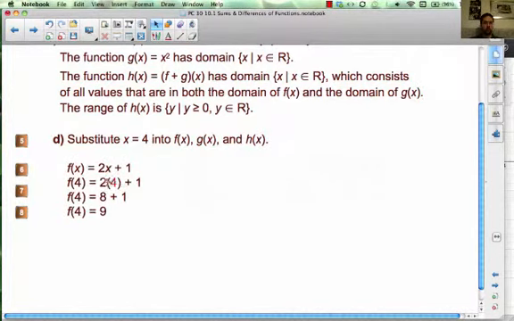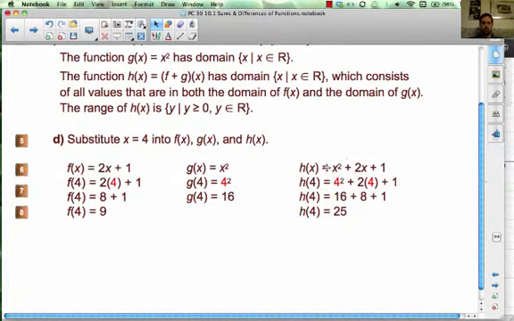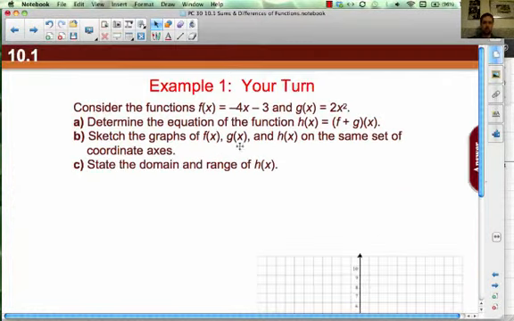So 2 times 4 is 8, plus 1 is 9. The next one, x squared, plug in 4. 4 squared is 16. The next one, plug in 4 into this one. Now you know that we should get the sum of these two things, 9 and 16. And as it turns out, 4 squared is 16. 2 times 4 is 8. Add them all up, and we get 25, which is the sum of those two things.